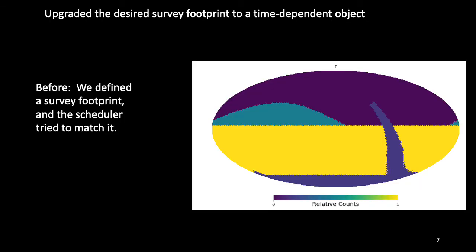Another upgrade is we've changed how we track survey progress in the scheduler. Before, we would define a footprint, like this one here in the R-band, to say this is what we want the survey to look like, and the scheduler would try to maintain a survey footprint that looked like that. The problem is, at the start of the survey, of course, not all the sky has even been visible yet or has come into season yet. And so the scheduler would think areas of the sky had fallen behind when really they couldn't have even been observed yet. So we've upgraded this map to be time dependent.